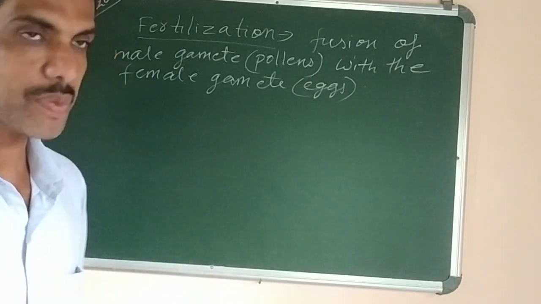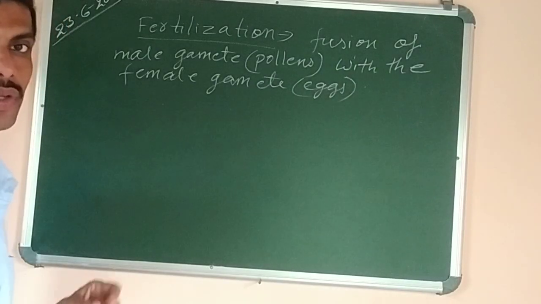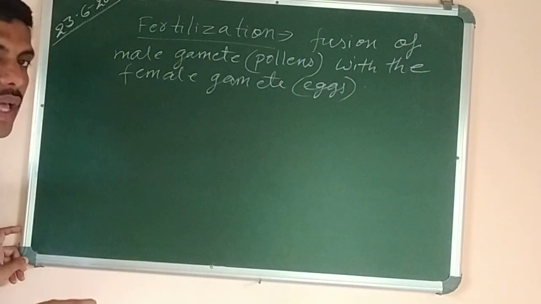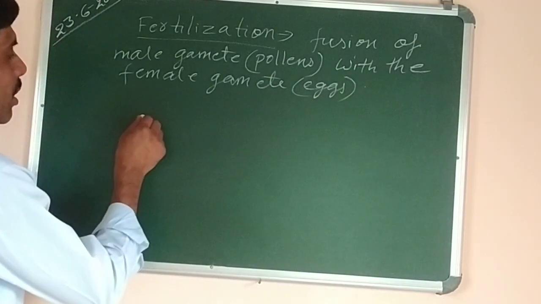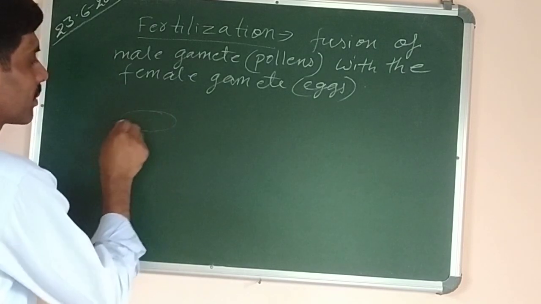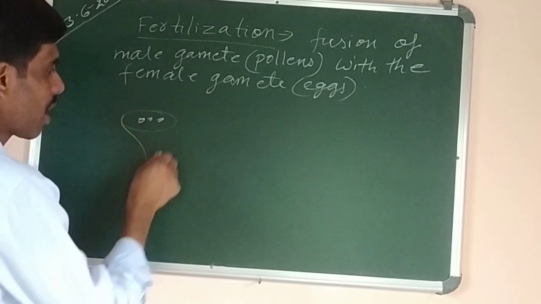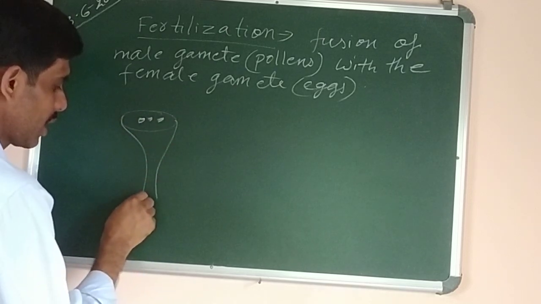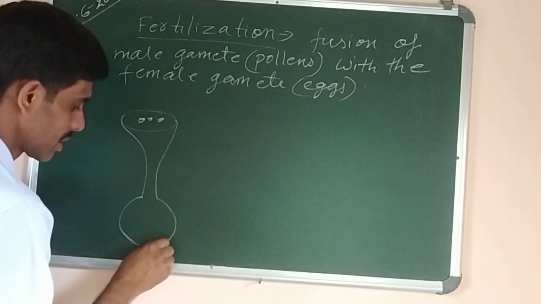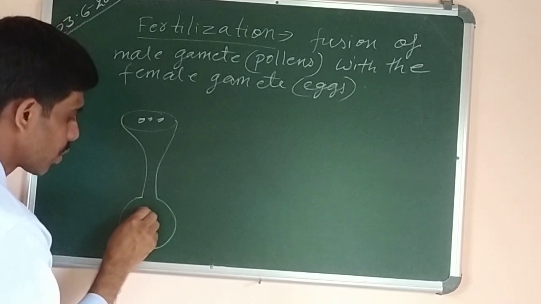Now what are the steps of fertilization in case of flowers? I will show it with the help of a diagram. Now this is the stigma of the flower. Here the pollens are deposited, you can see. Now this is the long style, and finally we have the ovary at the base. Ovary contains the ovules.